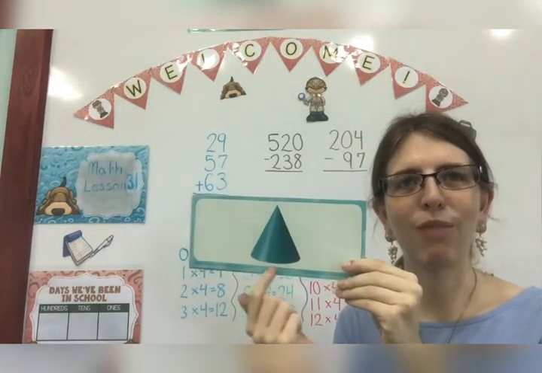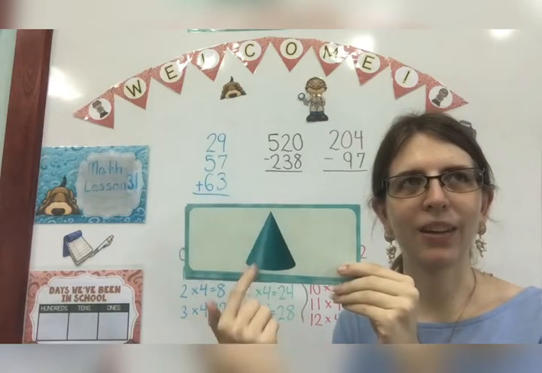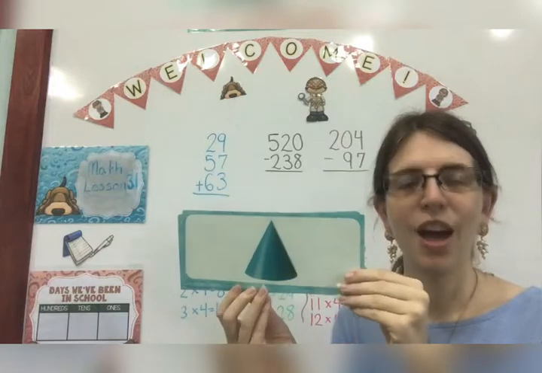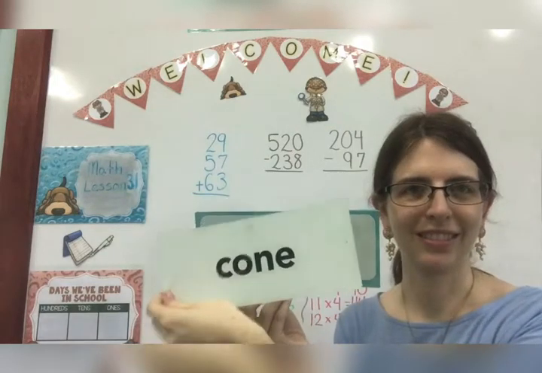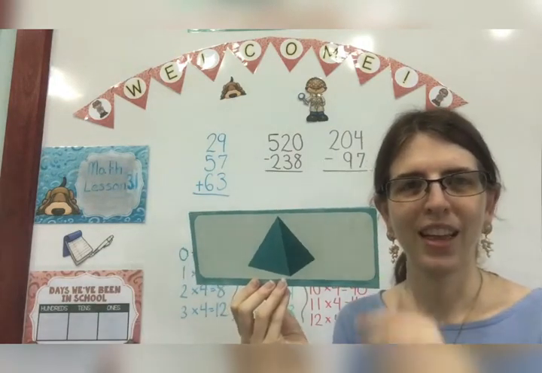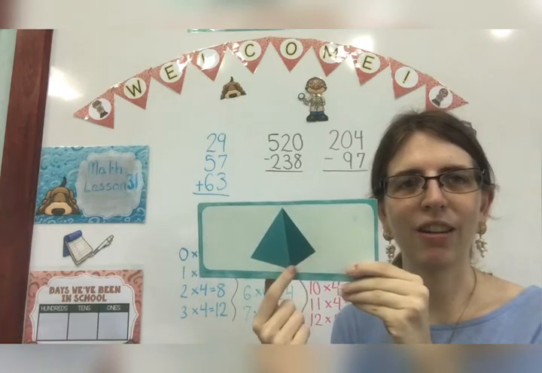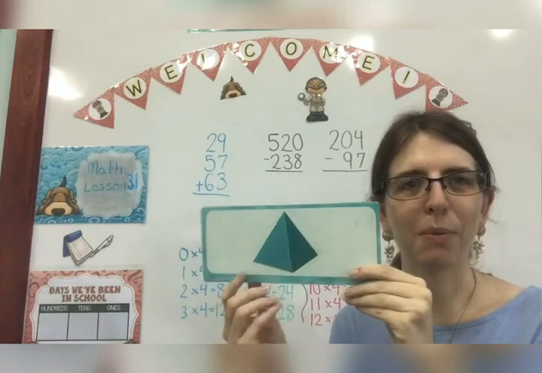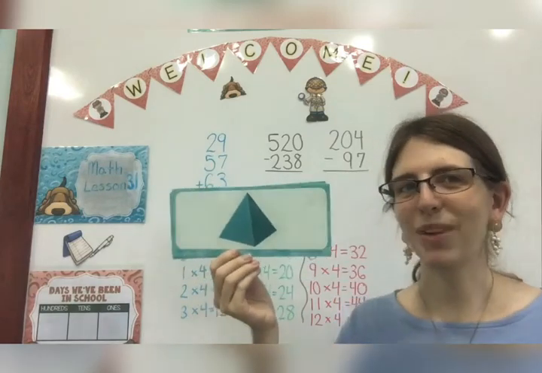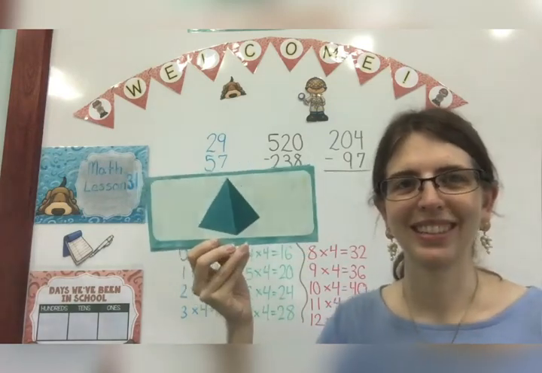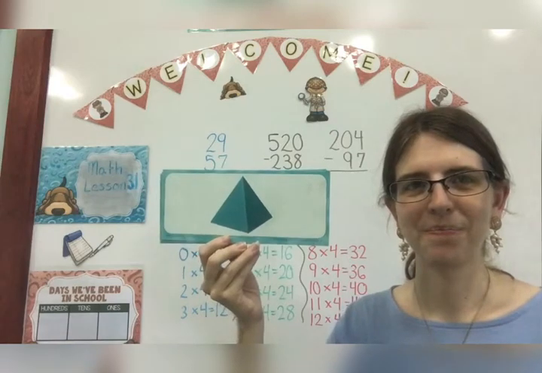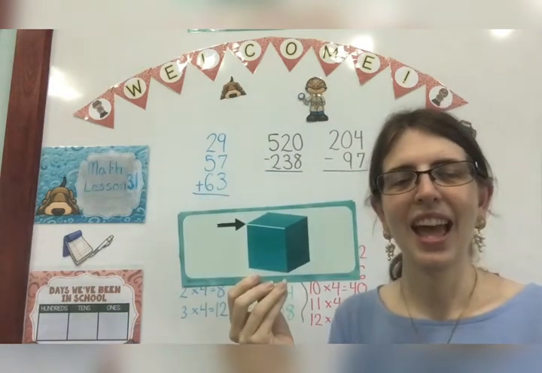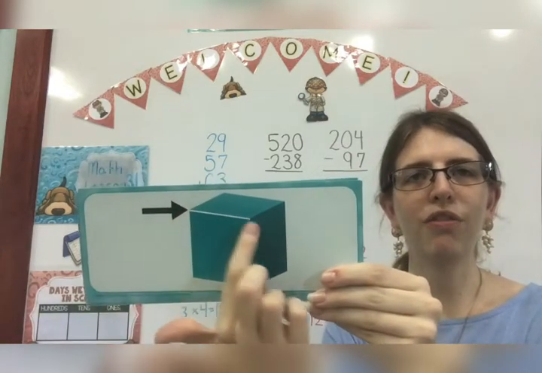How about this one, Jocelyn? It has a round base and goes up to a point. Cone. This one has either a triangle or a rectangle on the bottom and goes up to a point. Do you remember what this one is called, George? Pyramid. Very good.